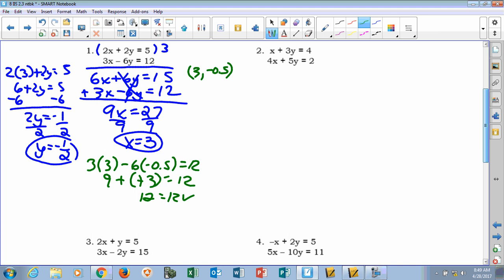All right. Number 2. Do we have anything up there that has the same number and same or different sign? No. So we have to change one or both of the equations. Which variable would be easier to eliminate, x or y? X, right. And this is your thinking.